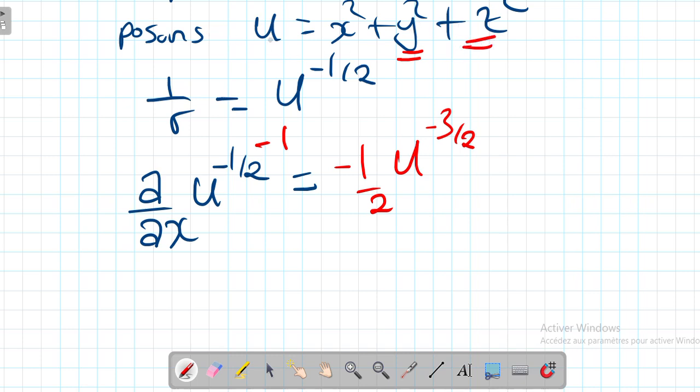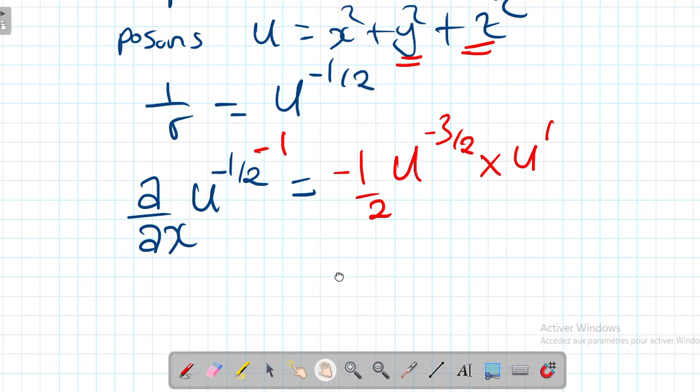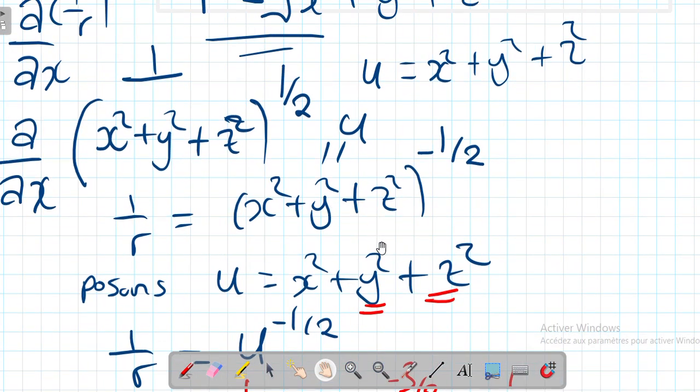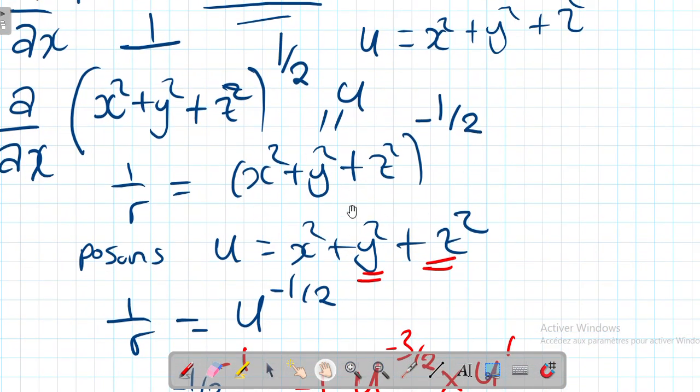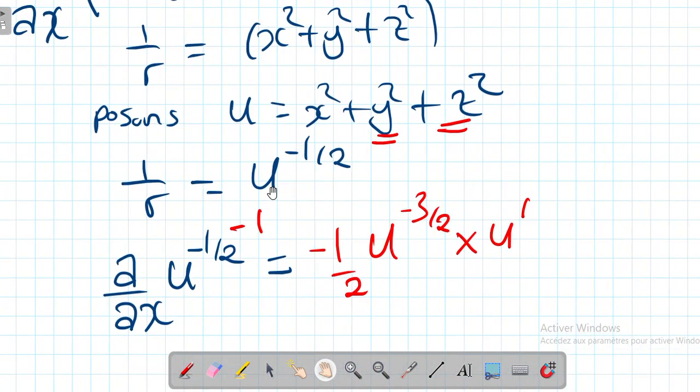So you're going to multiply by u prime. That's how we find a derivative of a composite function. We first find the derivative of everything. The first step is to make sure that if the function is complex, you simplify it into one variable. You say this is equal to u, so you're going to have this function. Then for this function you can just find the derivative, that is applying the power rule. We're going to have this.